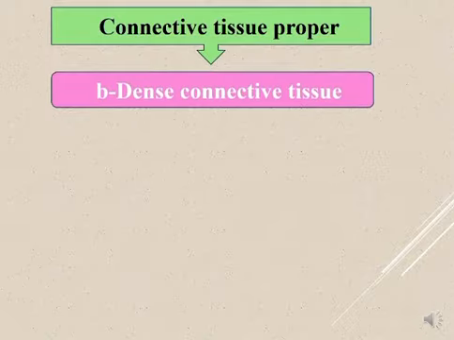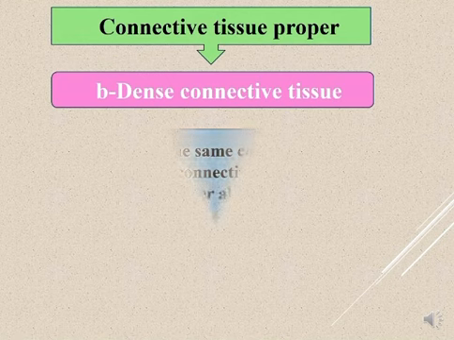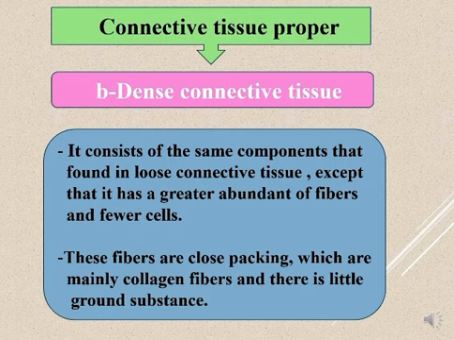المجموعة الأخرى من proper connective tissue هو dense connective tissue. It consists of the same components found in loose connective tissue, except that it has a greater abundance of fibers and fewer cells. إذن هي نفس المكونات بالنسبة المشابهة لللوز، لكن الاختلاف هنا راح يكون إنه بالعكس greater abundance of fibers على حساب less cells, less ground substance. These fibers are closely packed, which are mainly collagen fibers, and there is little amount of ground substance.